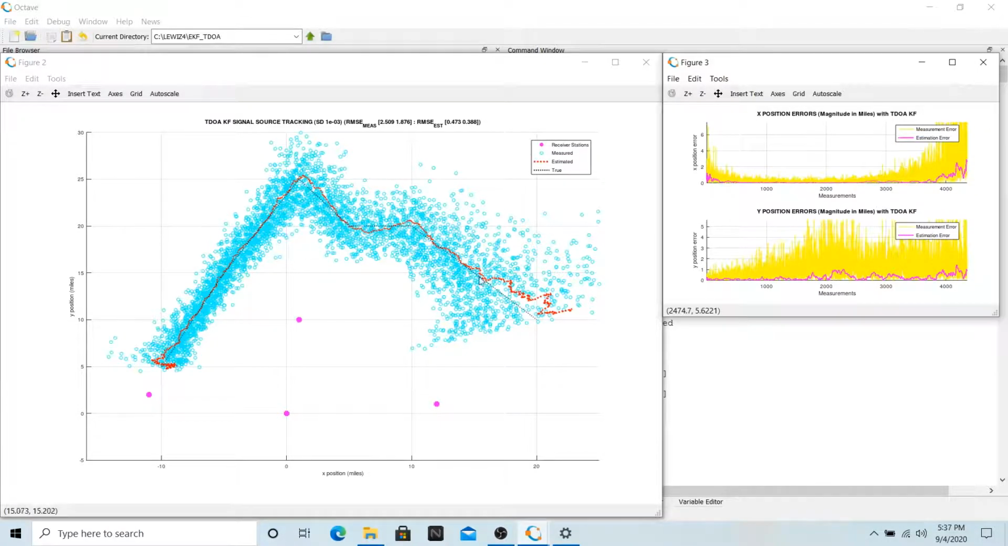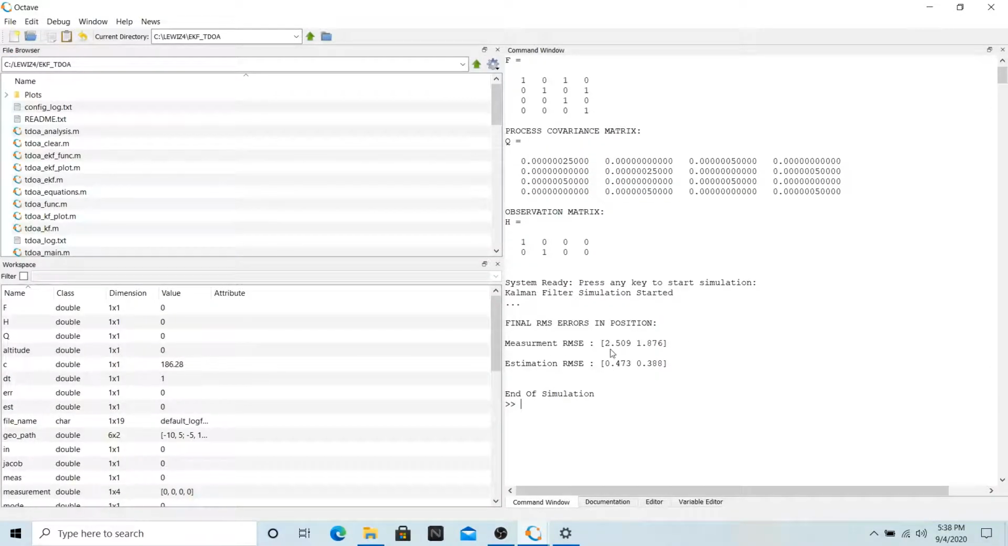However, it can be observed that when the object moves away from the coverage area of the receiver stations, the measurement noise itself increases significantly, which results in large error, and the linear Kalman filter is unable to effectively catch up with the true path of the object. The final root mean square errors obtained are 2.5 and 1.8 miles in x and y coordinates, and after estimation they get reduced to 0.47 and 0.39 respectively.